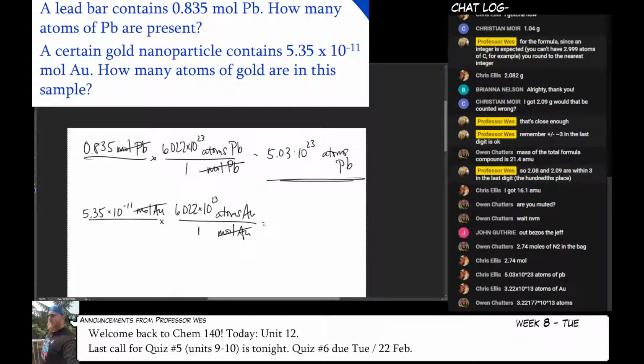The real trick for this one is making sure that you're typing in your exponents correctly. Oops, I didn't mean to hit divide. 6.022 E23. And I get 3.22 times 10 to the 13 atoms of gold. Which is still a lot of atoms. That is 32 trillion atoms in a nanoparticle. So, tiny, tiny, tiny particles still have large numbers of atoms. Like, very, very large.